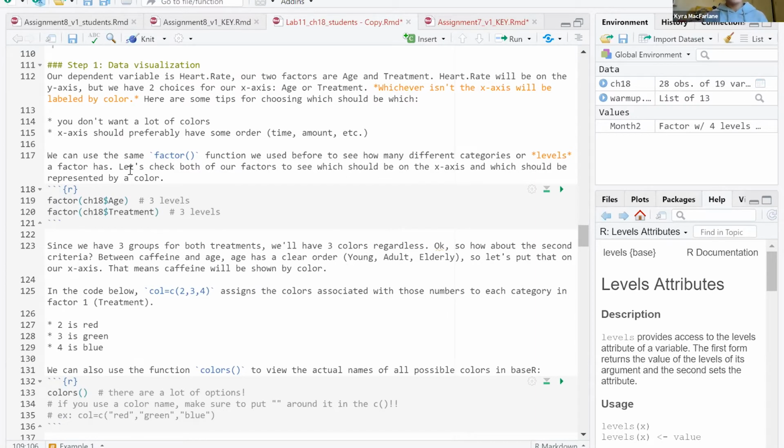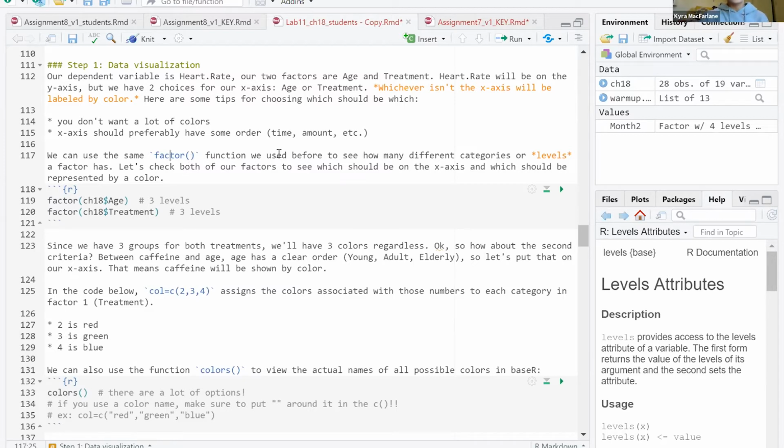So there are a couple of tips for choosing which should be which. You don't want a lot of colors, because it starts getting difficult to see the pattern if everything is really colorful. Meaning that whatever your color factor is should be the one that has the fewer number of levels. And your x-axis should preferably have some sort of order, like time, amount, age, something like that, so that it reads from low to high on the x-axis. We saw that with our warm-up, right? We had a time increment, from spring till winter.